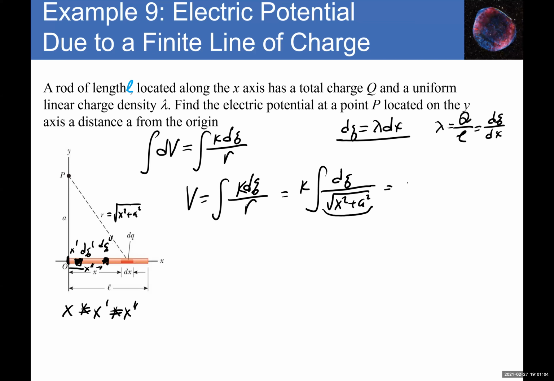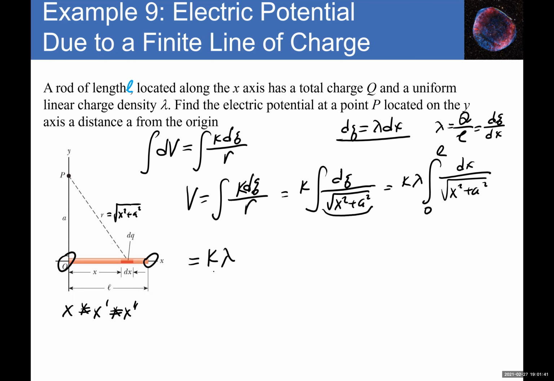That means here I can say that this is k lambda integral of dx over x squared plus a squared. Basically, what I'm doing here is replacing an integral over dq with an integral over dx. And this is simpler for me because then I can integrate simply going from one end, which is 0, to another end, which is L. So going from 0 to L, it's just a line integral. Okay. All right.